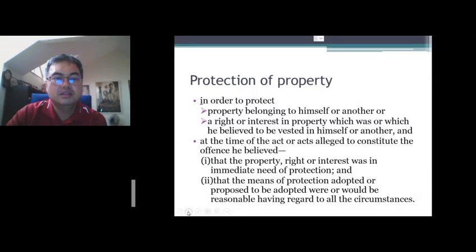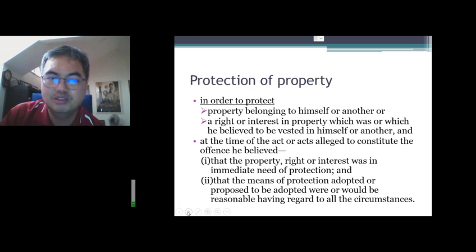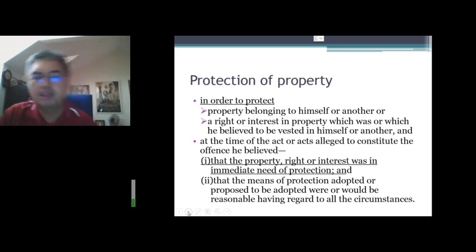Right? So you see, the key thing is that it was done in order to protect the property, not like in Ashford and Smith, where it was not so much done in order to protect the property, and also that the property was in immediate need of protection.